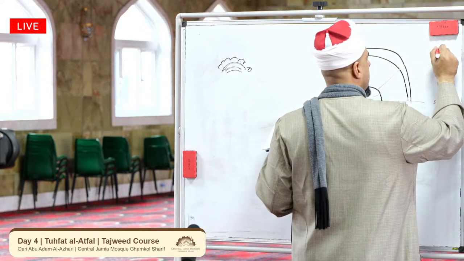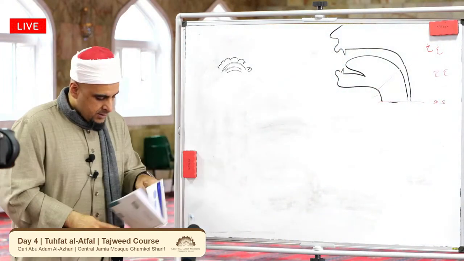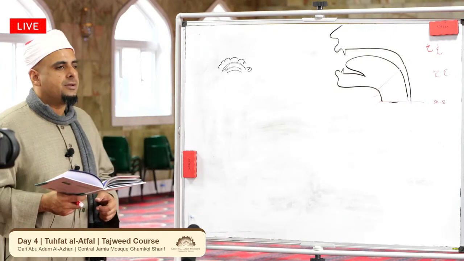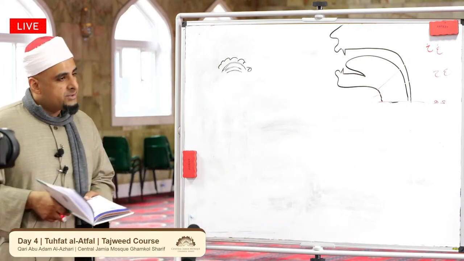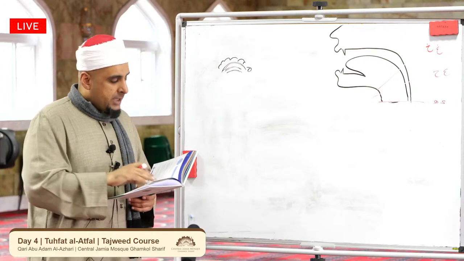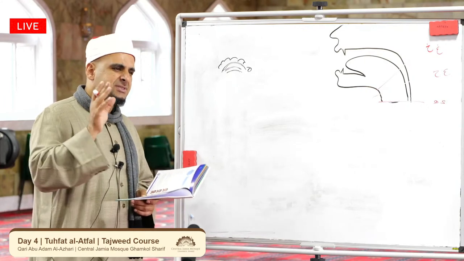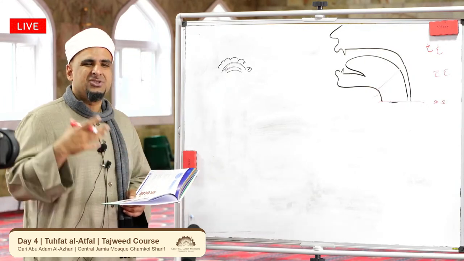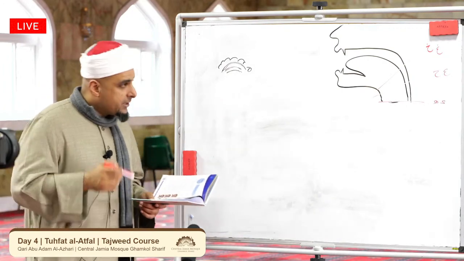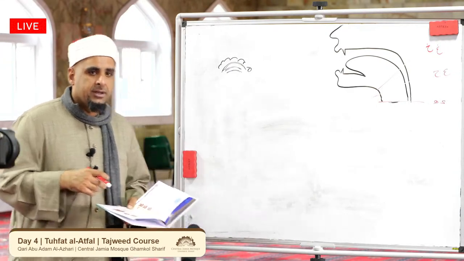You've got your Ghayn and Kha. These are known as Al-Huruf al-Halqiyyah, the throat letters. They're probably the most discussed, the most taught letters, and probably one of the most difficult. Why? Because you can't really see the makhraj. You can't actually open your throat up and demonstrate it. But on Monday I'll bring some toys that you could use to get a better understanding, inshallah.